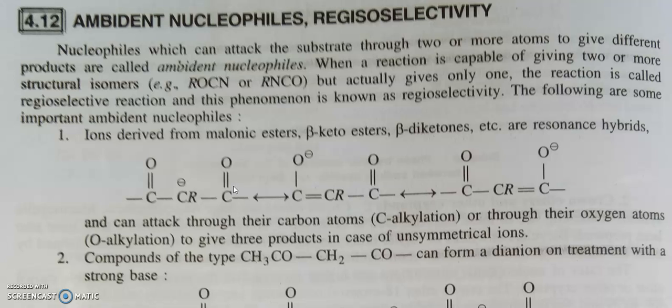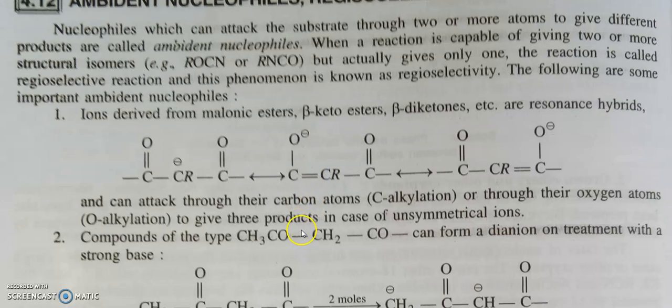Ions derived from malonic ester, beta keto ester, beta diketones, etc. are resonance hybrids. So you can see here C minus, here O minus, here another O minus. So this is an ambident nucleophile and can attack through the carbon atom, C alkylation here, or through the oxygen atom, O alkylation here, to give three products in case of unsymmetrical ions.